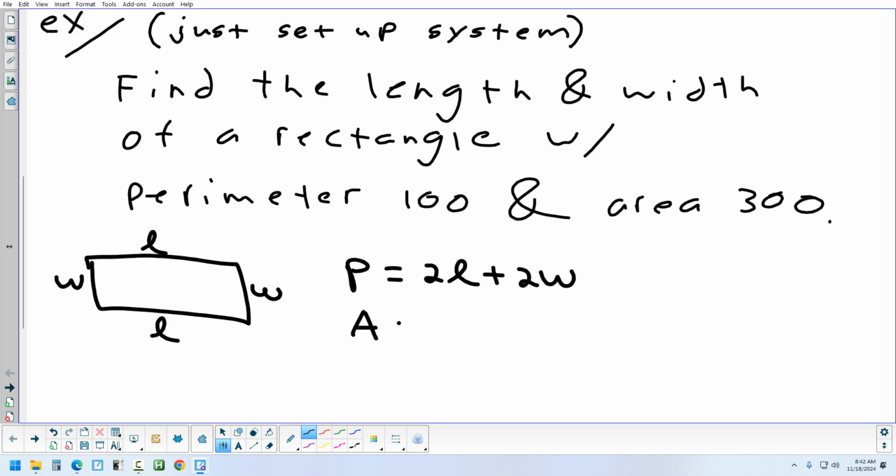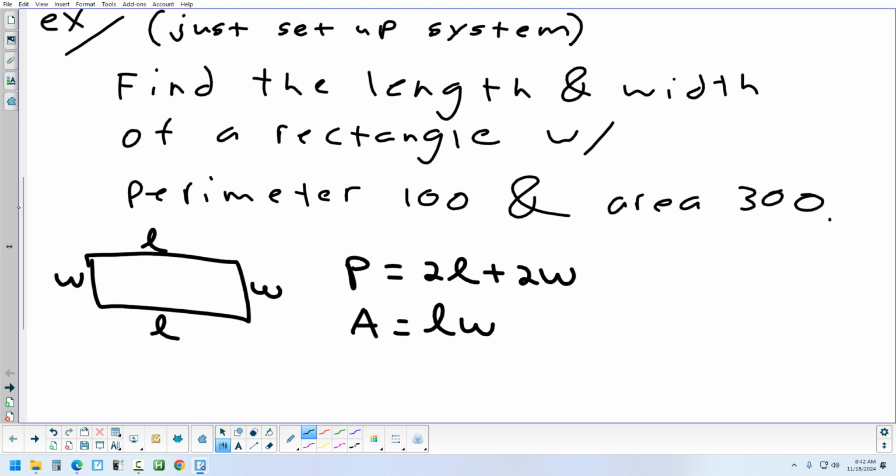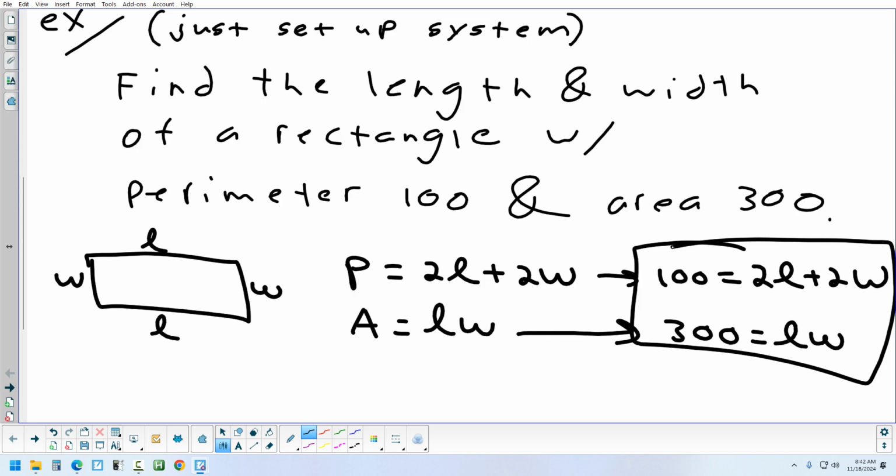And how about the formula for the area? Yeah. Length times width. So those are the 2 formulas that we need. We just have to fill in the letters in the right spots. What do they tell me the perimeter is in this one? 100. So 100 equals 2L plus 2W. And what do they tell me the area is? 300. Yep. So that is how you would set up your system of equations.